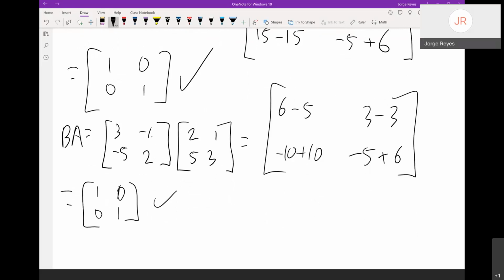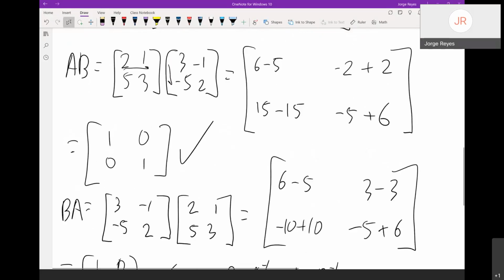So therefore B is A inverse, but also the other way around. A is B's inverse because they're pairs. So this is how you would verify matrices are inverses. You just multiply them together, and hopefully everything cancels into the identity matrix.